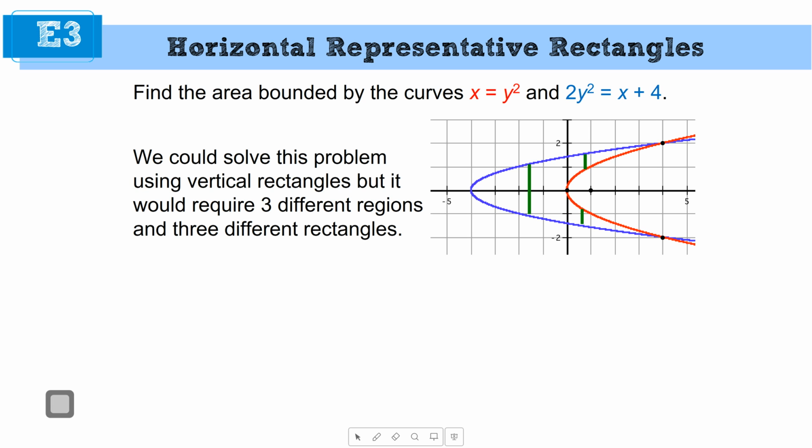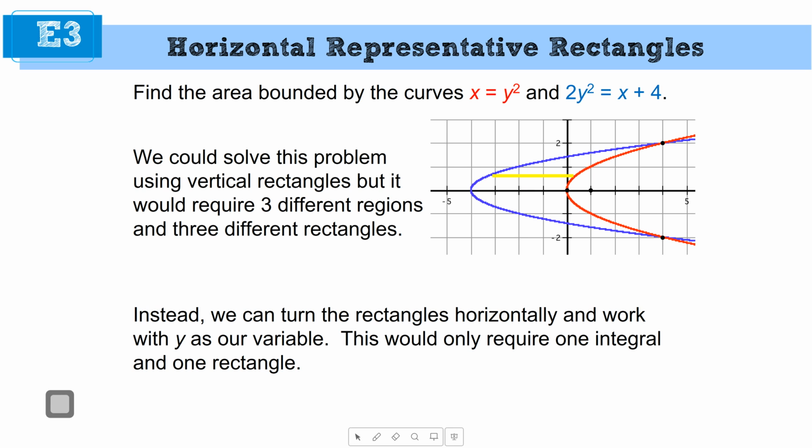How do I do it? Well, I'd have to solve this for y. I would get something like y squared is equal to 1/2 x plus 2, so y would be equal to plus or minus the square root of 1/2 x plus 2. The top is the positive, the bottom is the negative, set up an equation, go from there. It's doable, but tricky. It would be a lot better if I could work with a horizontal rectangle.